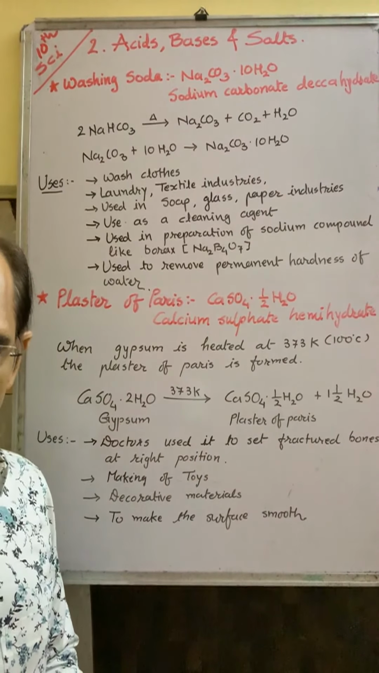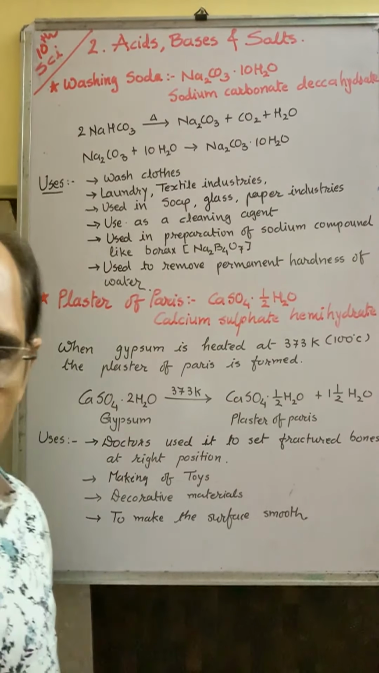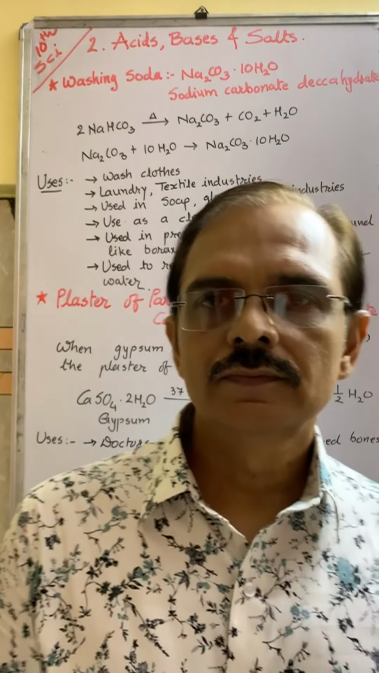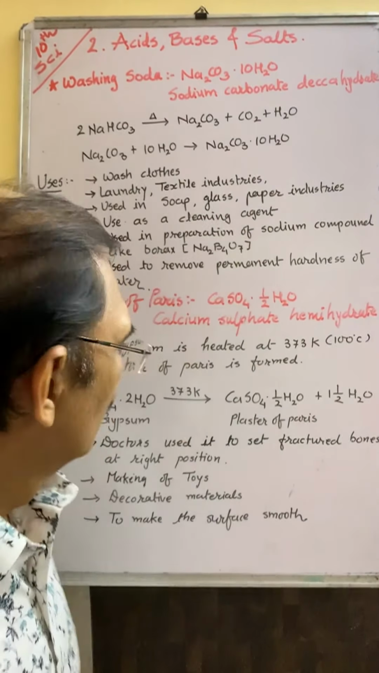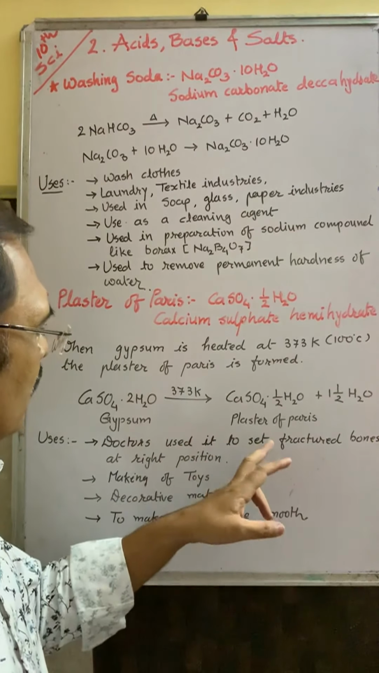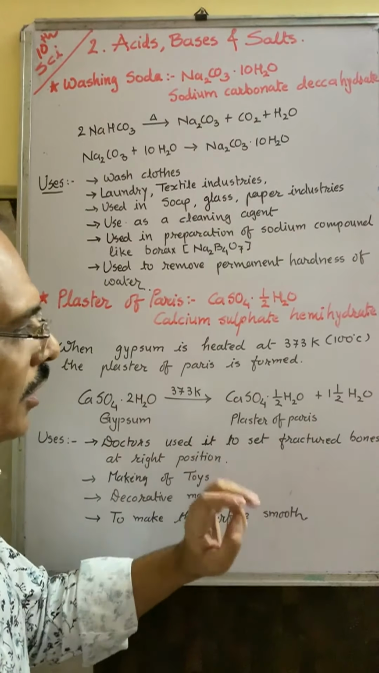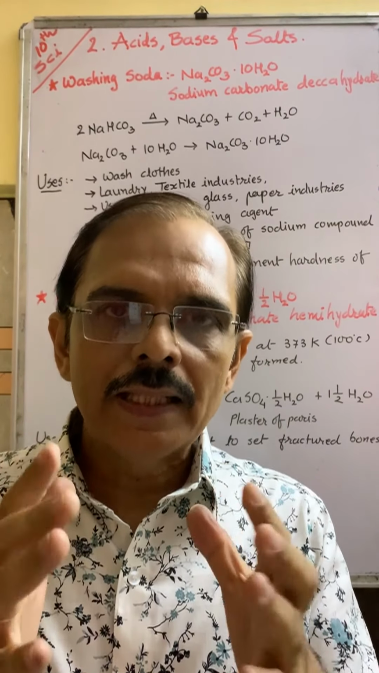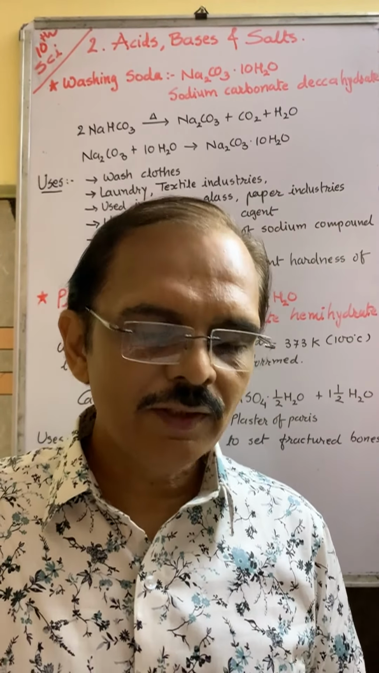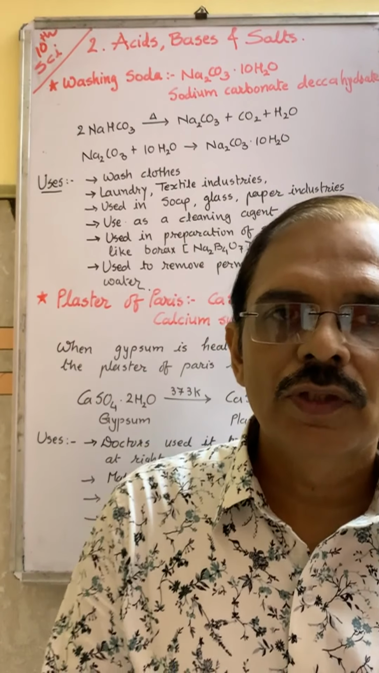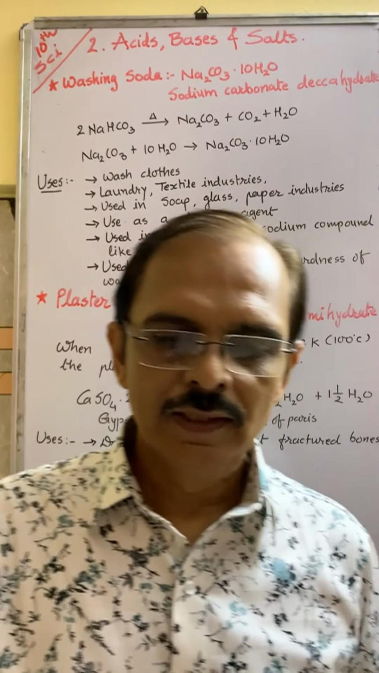See, do you know why it is called plaster of Paris? It is used as plaster to set the fractured bones at the right position. That's why it is known as plaster. But for the first time, this material was prepared in Paris city. And that's why from that day, it is known as plaster of Paris.